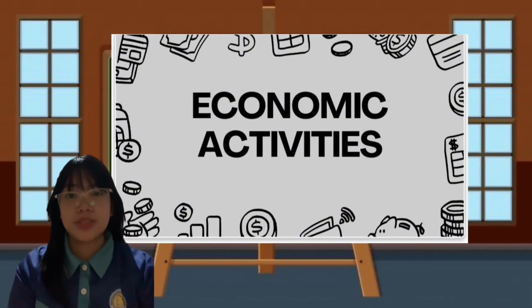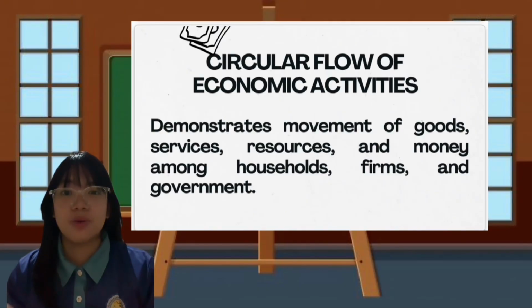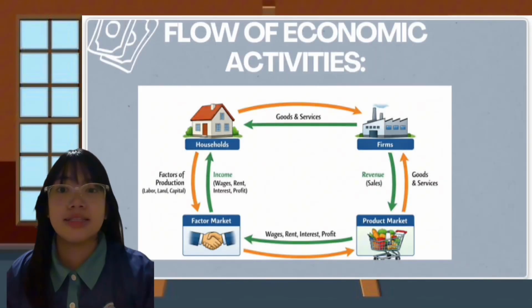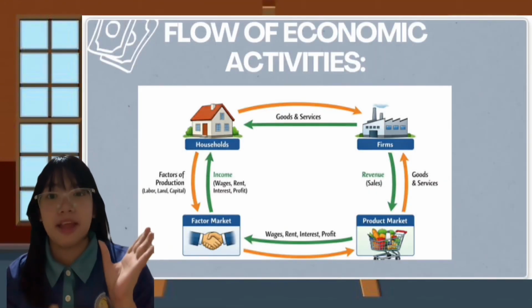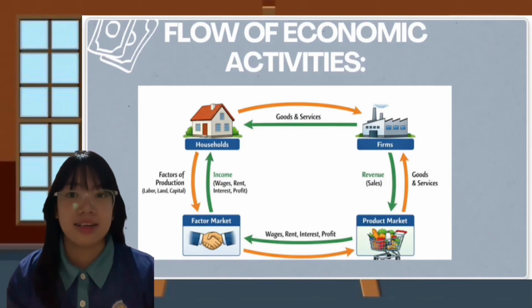Let's move forward to economic activities. The circular flow of economic activities. The circular flow shows how money, goods, and resources move between households, firms, and government. The circular flow model explains how different sectors of the economy interact.